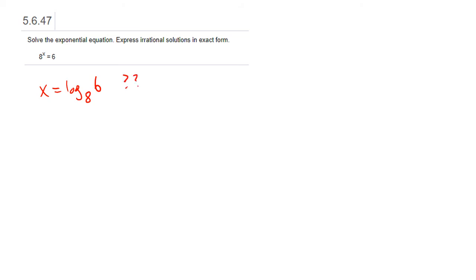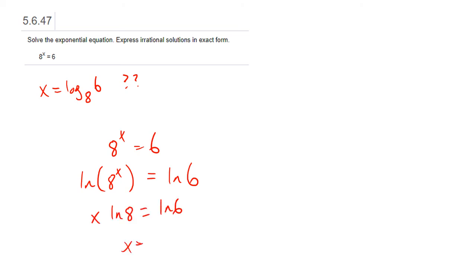So rather than do this conversion, if 8 to the x equals 6, then the natural log of 8 to the x must equal the natural log of 6. If two numbers are the same, the left and right, 8 to the x and 6, then when I plug them into the same function, I'll get the same result. So the natural log of the left must equal the natural log of the right. Based on properties of logarithms, however, this power of x can be factored out. Now I can divide by log 8, and now I have a nice exact expression.